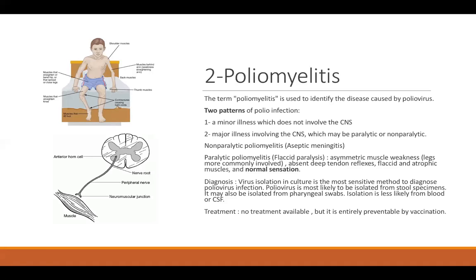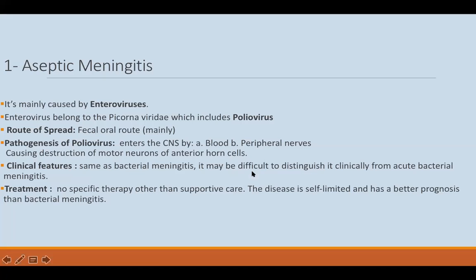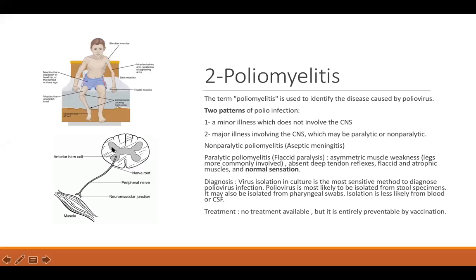But one important thing to keep in mind is that they have a preserved sensation. Sensation is completely normal. They're just losing the movement. Once they lose their movement, there are no reflexes, and the muscles become atrophied and flaccid. Because, as we said, it causes destruction of the motor neurons of the anterior horn cells. This doesn't affect the cells responsible for sensation. It affects the anterior horn cells, which are responsible for motor function.